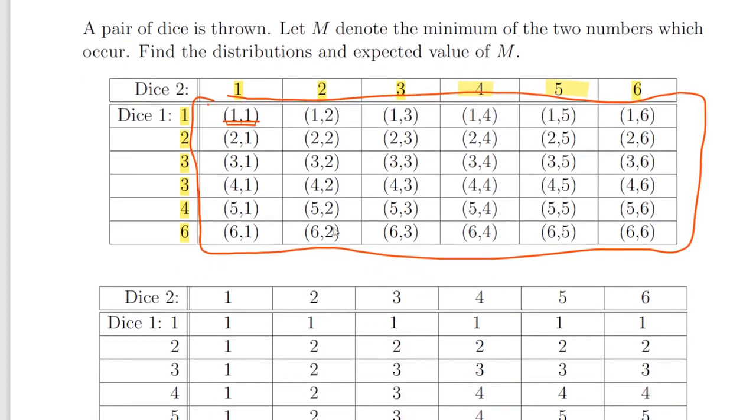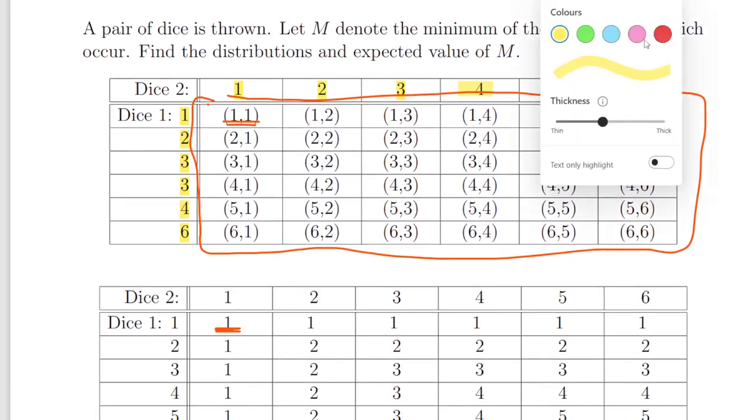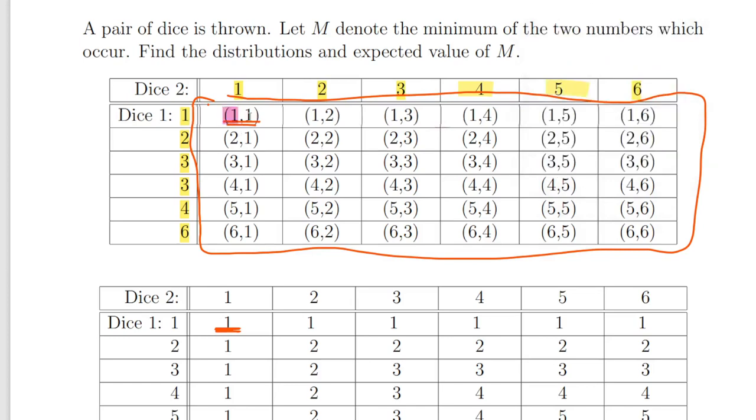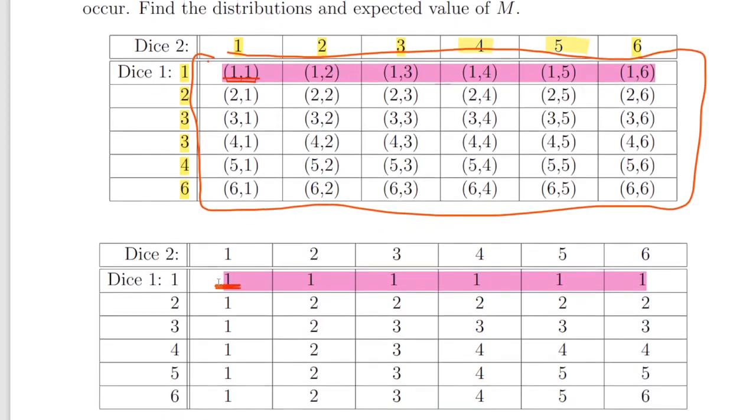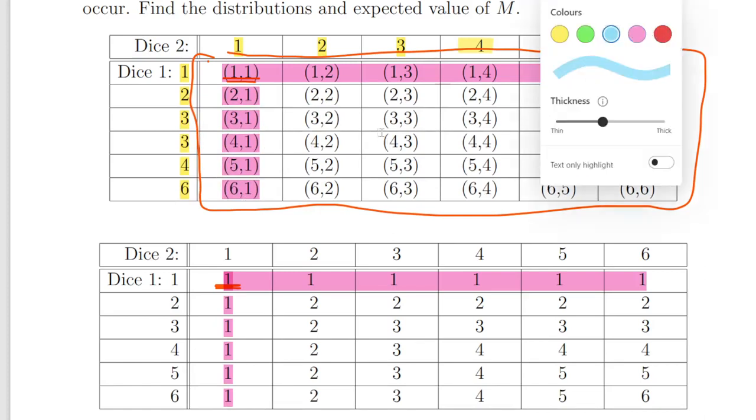Well, the pairwise minimum would be 1. So 1, 1, what's the minimum of that? 1. Likewise, for each of these possible outcomes where dice 1 is involved and it gives 1, the minimum value is going to be 1. If we throw 1 from dice 2, that's always going to give us a value of m as 1 as well. So you sort of see how this is working out. In all of the cases that I have highlighted, the minimum value of the pairing is 1.